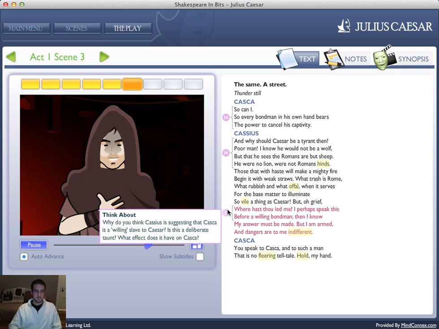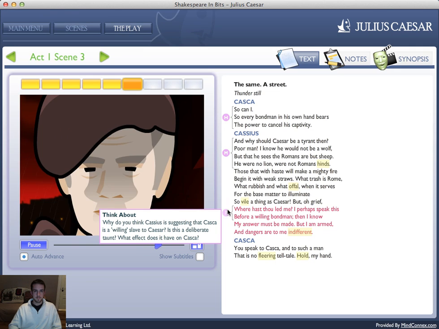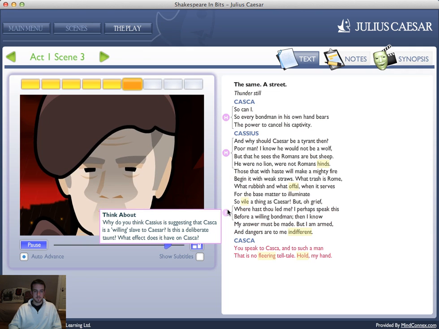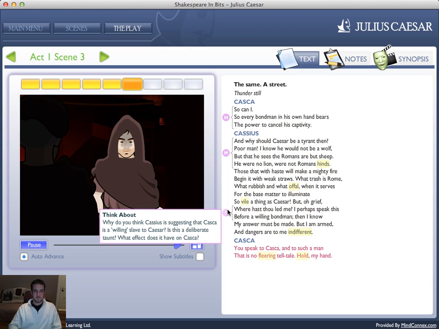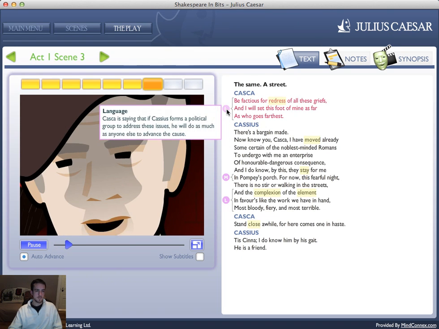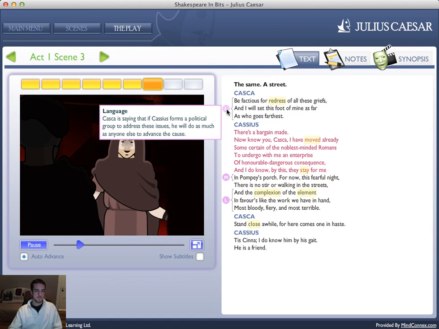I perhaps speak this before a willing bondman, then I know my answer must be made, but I am armed, and dangers are to me indifferent. You speak to Casca, and to such a man that is no fleering telltale. Hold my hand. Be factious for redress of all these griefs, and I will set this foot of mine as far as who goes farthest. There's a bargain made.